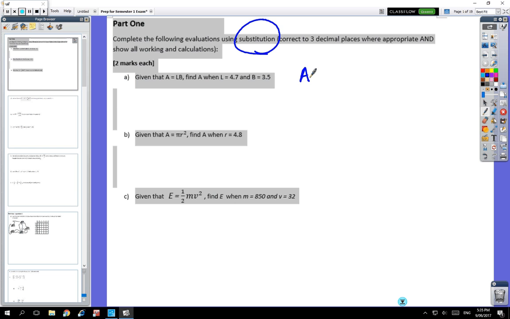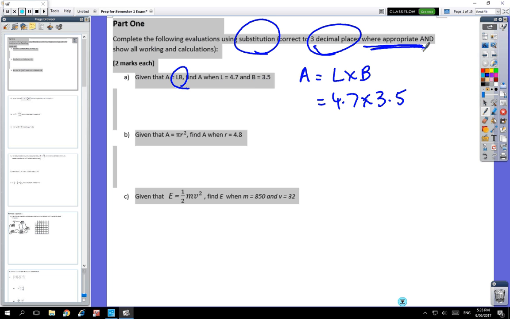Okay, so the first one is L times B. There's no symbol in between, so it's a time sign, so it's just 4.7 times 3.5. It says 3 decimal places where appropriate, so we'll see what we've got here with this first one. So 4.7 times 3.5 equals 16.45. So we don't do 3 decimal places because it stops.